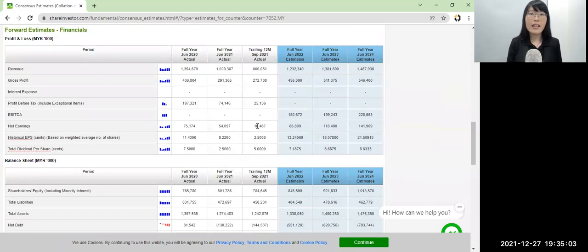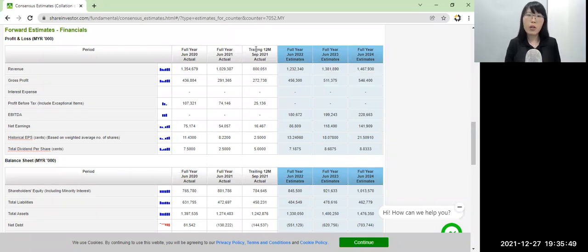When you scroll down again, you can see all the forward estimates. So this is the 3 years estimate. You can see that in year 2022, the company is estimated to achieve 1.2 billion sales, while in 2023 it is able to achieve 1.34 billion sales, and in 2024 it is estimated to achieve 1.46 billion of sales.